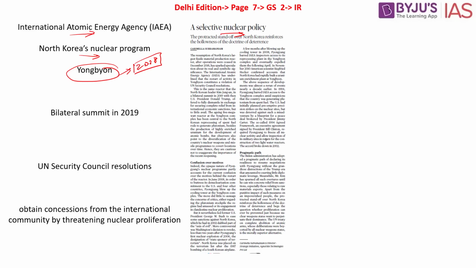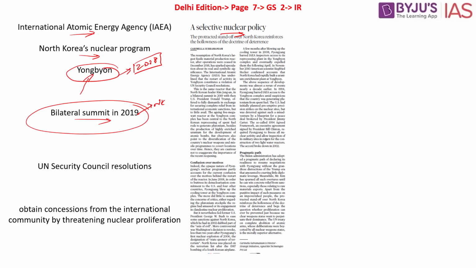After 2018, for the very first time in 2021, they have resumed operations in the Yongbyon nuclear reactor. This is the reactor that was discussed in the bilateral summit in 2019 between Donald Trump, the president of the United States of America, and North Korea's leader, Kim Jong-un. According to Kim Jong-un, if the United States of America is ready to withdraw the sanctions on North Korea, then he would dismantle this entire process in exchange for securing complete relief.